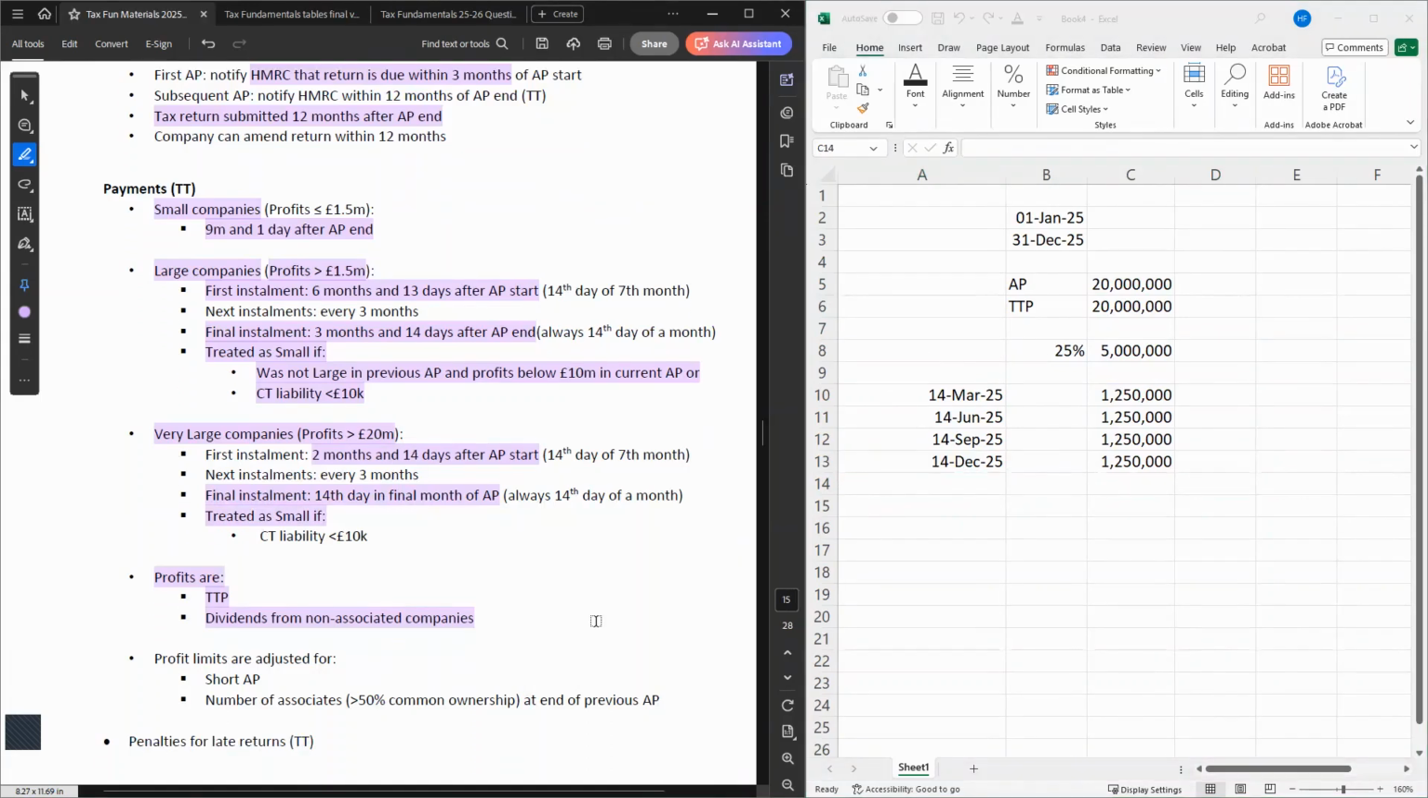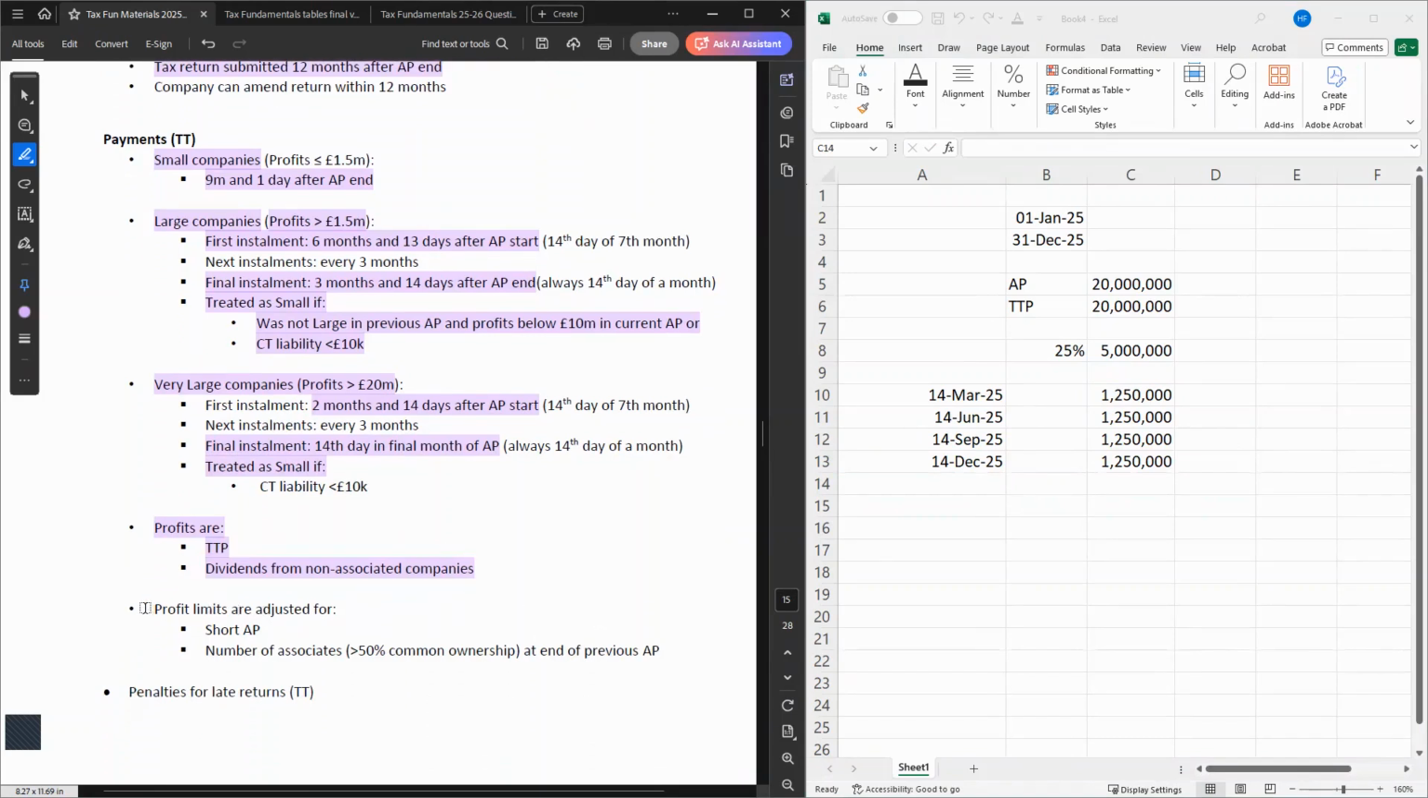In terms of the profit limits here for payments on account, these profit limits are adjusted for short accounting periods. So let's assume here that instead of it being a 12-month accounting period and it ending on 31st of December 25, let's now assume that it still starts on 1st of January 25 but ends on 30th of June 25. So we've got a 6-month accounting period. We've got the large company profit threshold of 1.5 million and very large of 20 million. So we know that if companies breach these limits, they would be paid by the large companies' instalment payments or the very large companies' instalment payments.